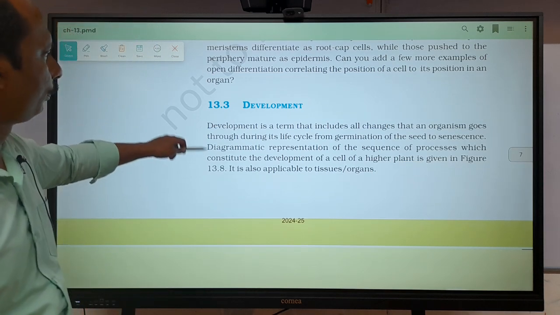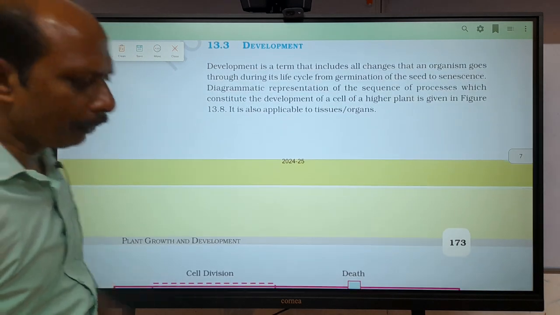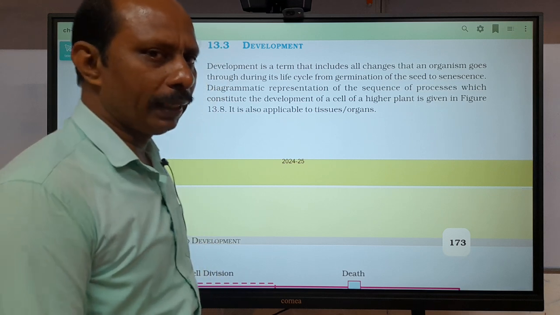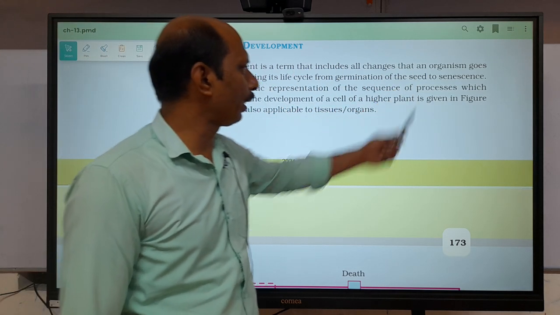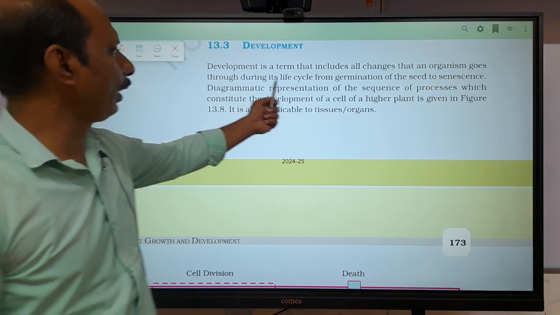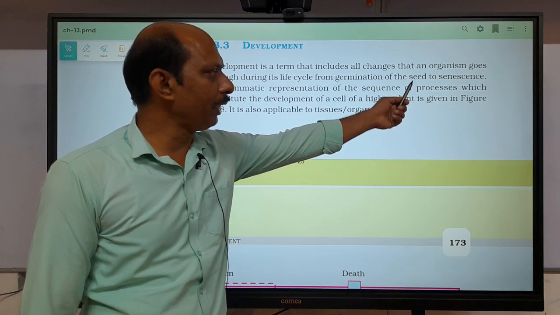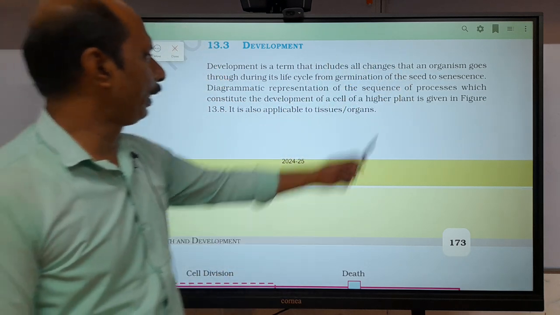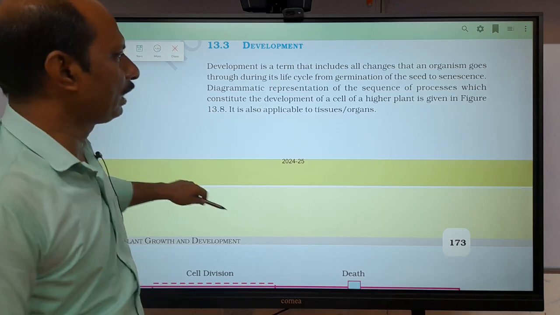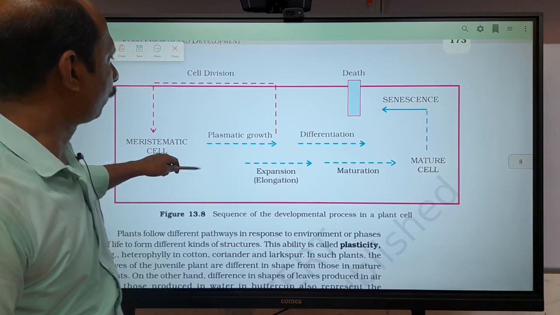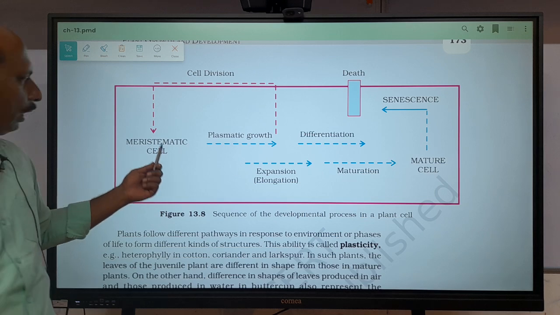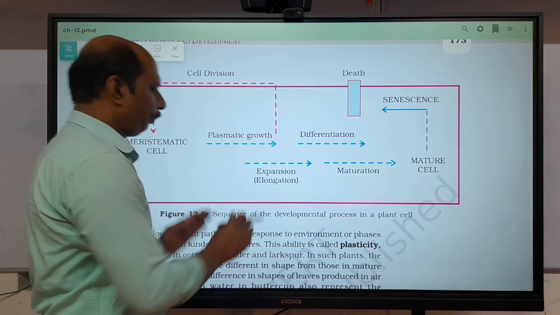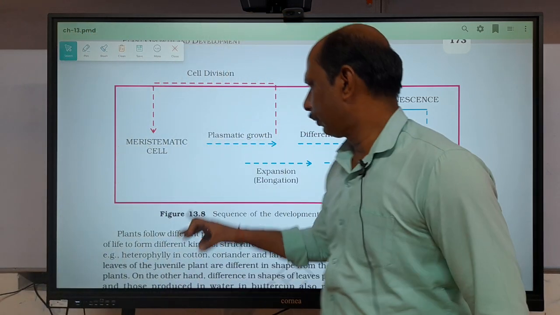Now development. What is development? Development means growth and differentiation. Development is a term that includes all changes that an organism goes through during its life cycle from germination of the seed to senescence, that means old age. Diagrammatic representation is given here. Look at this one. Meristematic cell, zone of cell division, right? Now plasmatic growth means expansion or elongation of cell.